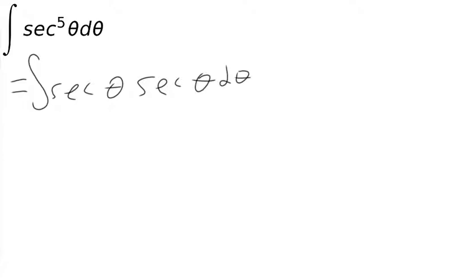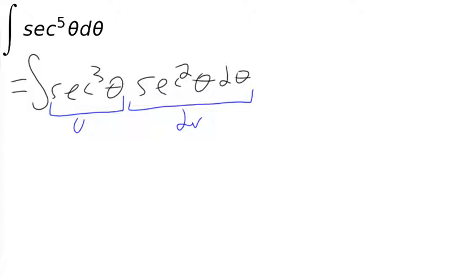And if I had secant squared theta, that would be easy to integrate, because the integral of secant squared theta is just tangent theta. So let me make this one secant squared. So to get secant to the 5th power, this is going to have to be secant cubed theta. So now I can do the integration by parts. I will have a u and a dv, so this can be my u, this can be my dv.